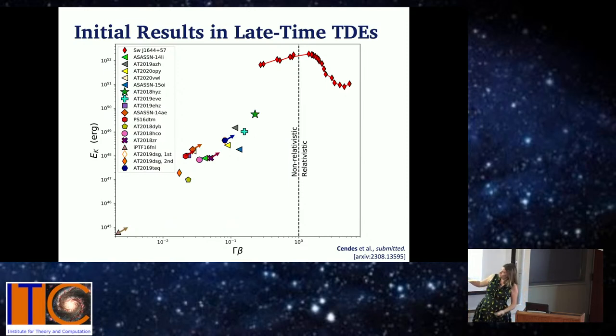But the real story here, as I said, this is what we would consider a non-relativistic population of TDEs. So it's not that you suddenly have a bunch of jets, you're not anticipating something like that. Something different is happening in this population.